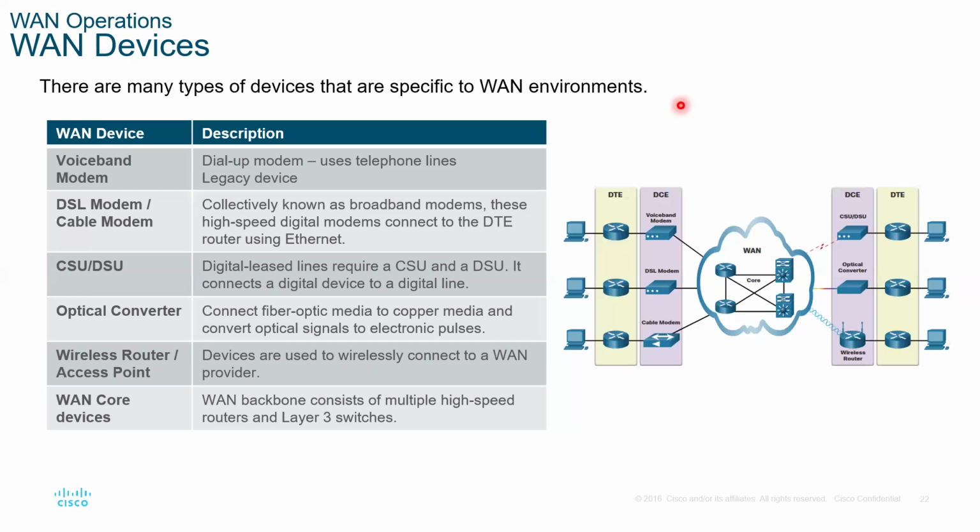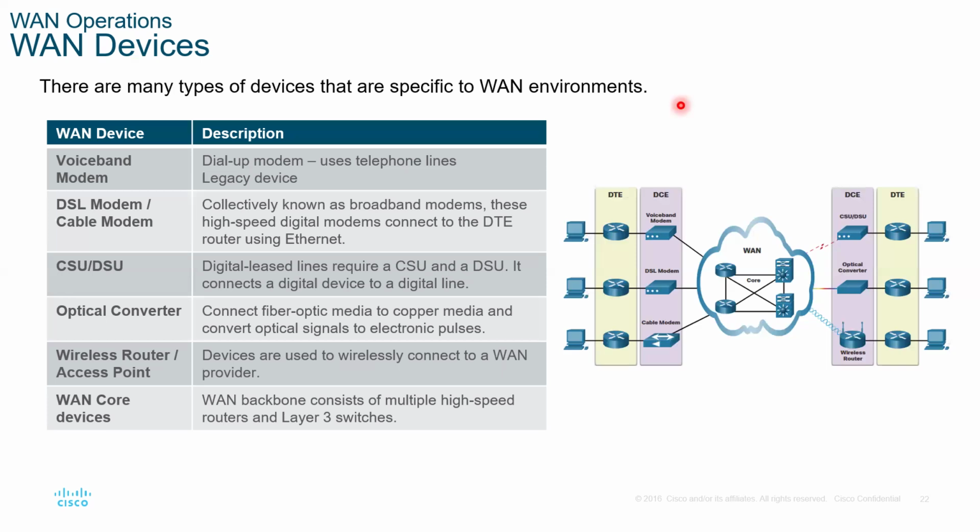Right. Then we have the CSU/DSU, for digital leased lines. They require a CSU. It connects a digital device to a digital line. So the CSU/DSU is what we call a channel service unit or a data service unit. It's a high-end modem which conveys digital data between different formats.